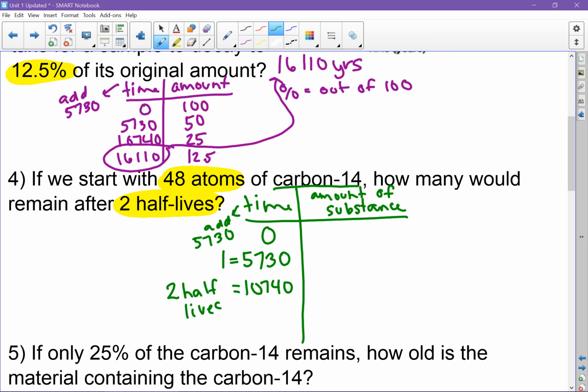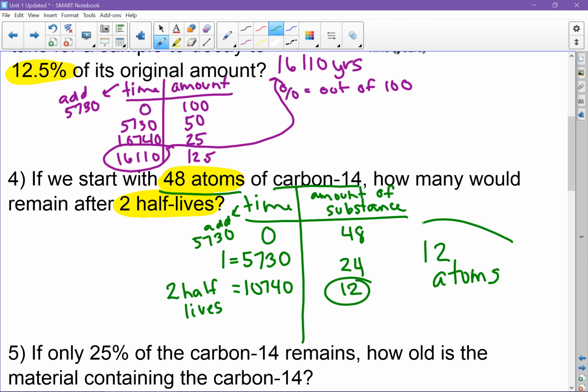So that means we're going to take our sample and divide it in half twice. We started with an original amount of 48 atoms. If I divide that in half once, I get 24 atoms, and again I get 12. So my final answer is I would end up with 12 atoms of that sample left.